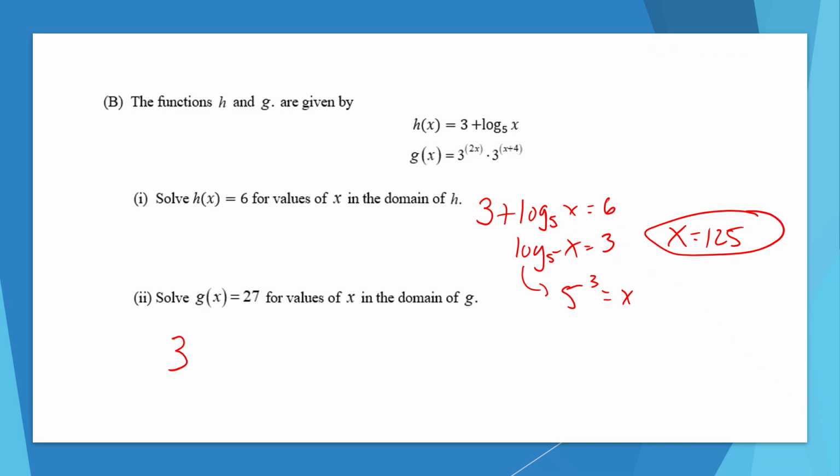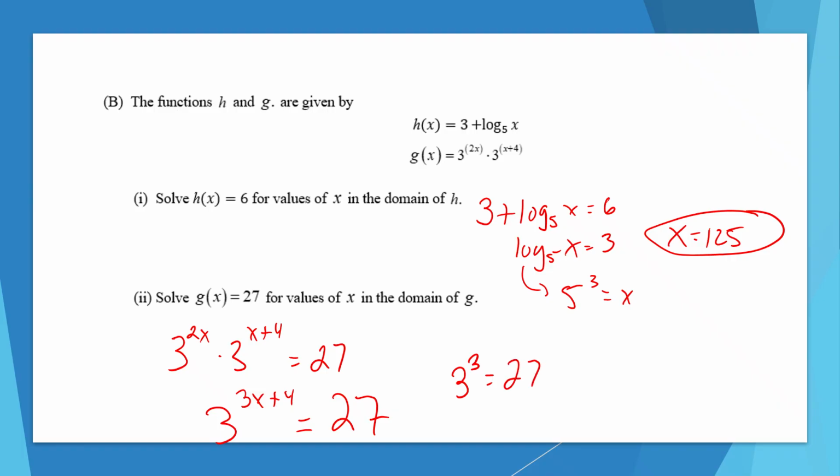Number 2, 3 to the power of 2x times 3 to the power of x plus 4 equals 27. Simplifying this, we get 3 to the power of 3x plus 4 equals 27. Then, 3 to what power will get us 27? We know 3 cubed is equal to 27. So what we can do is replace that 27 with 3 cubed.